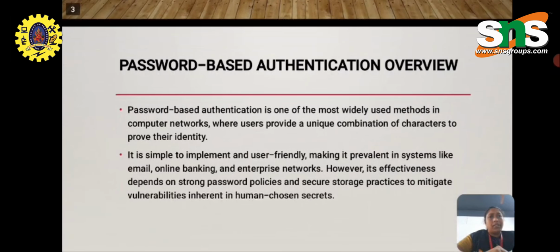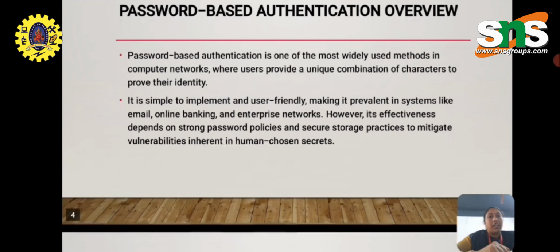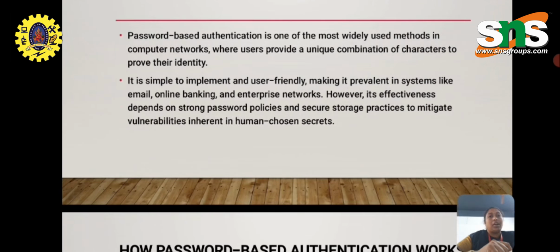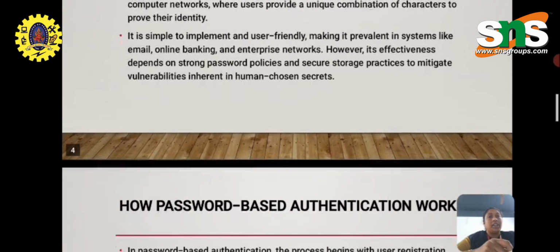Password-based authentication is one of the most widely used methods in computer networks, where the user provides a unique combination of characters to prove their identity. It is simple to implement and user-friendly, making it prevalent in systems like email, online shopping, banking, and enterprise networks. However, its effectiveness depends on strong password policies and secure storage practices to mitigate vulnerabilities inherent in human-chosen secrets.